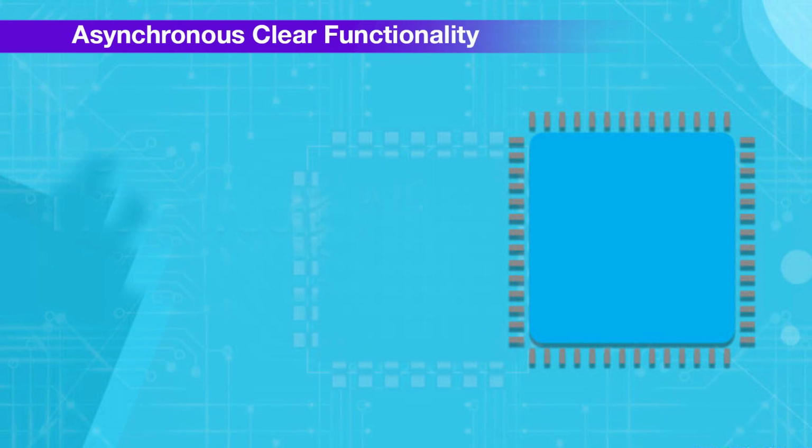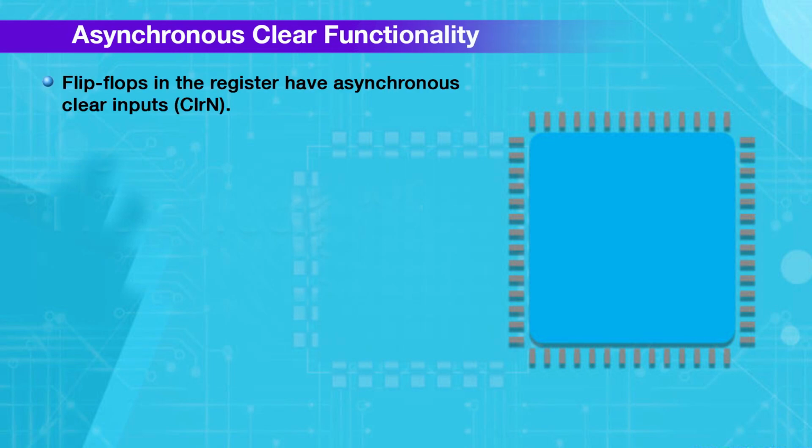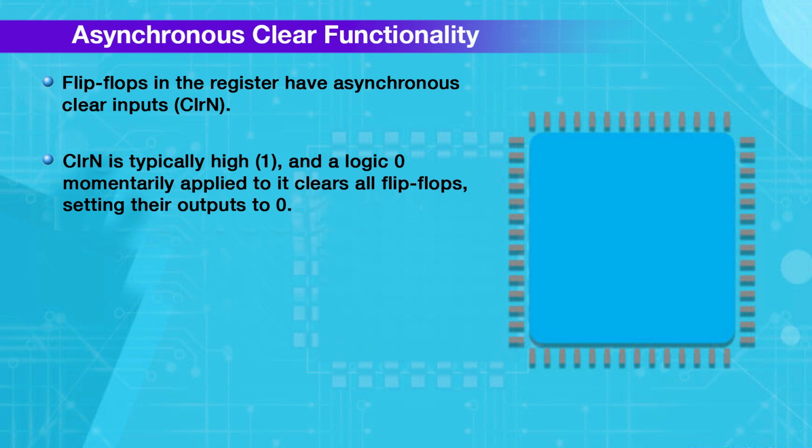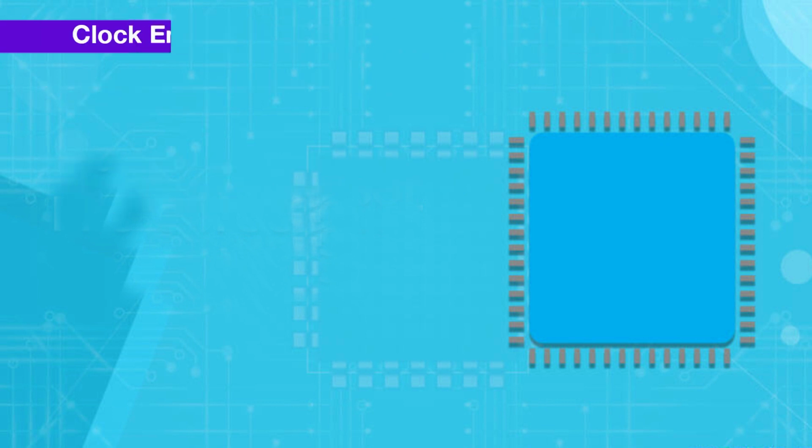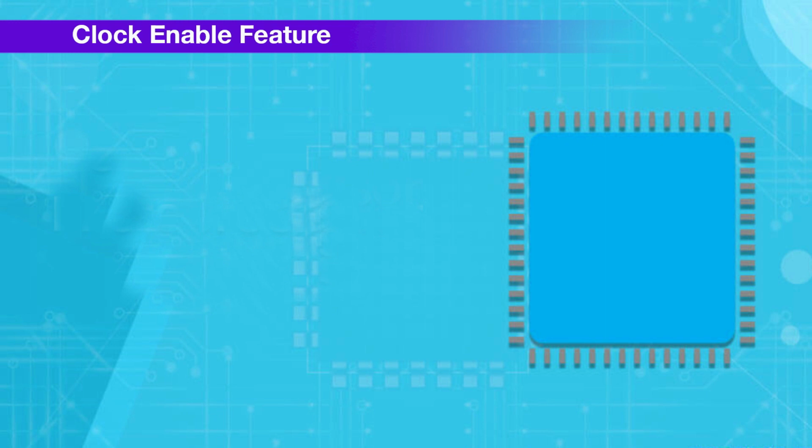Asynchronous clear functionality. Flip-flops in the register have an asynchronous clear input, represented by CLR_N, where clear N is typically high, and when logic 0 is momentarily applied to it, it clears all flip-flops, setting their output to 0. Clock enable feature.